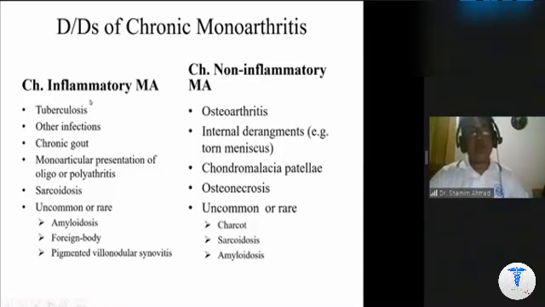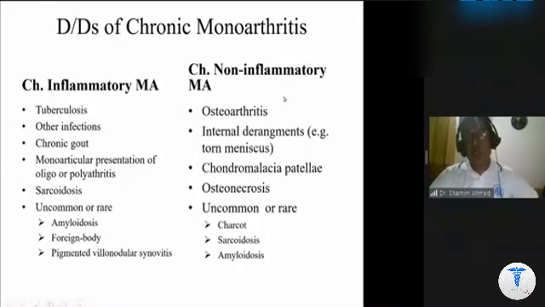Among the chronic inflammatory arthritis, it may be tuberculosis, other infections, or chronic gouty arthritis, and the monoarticular presentation of oligoarthritis or polyarthritis, that is, it may be rheumatoid arthritis or spondyloarthritis, and also sarcoidosis. But there are some uncommon causes like amyloidosis, foreign body, and pigmented villonodular synovitis.